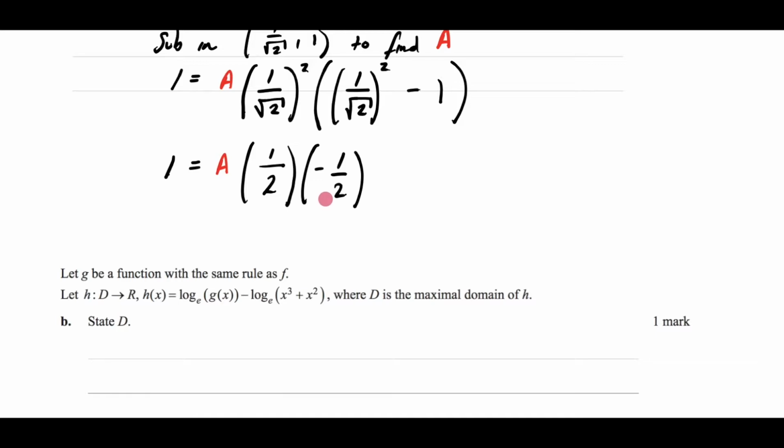And obviously what I'm going to end up with here is 1 is equal to A times negative 1 over 4, so let me just write it like this. It's going to be negative 4A, which means therefore A is going to be equal to negative 4.